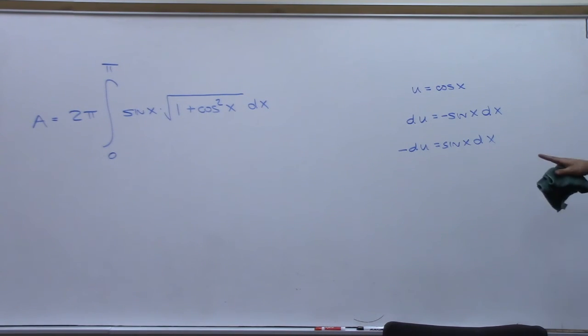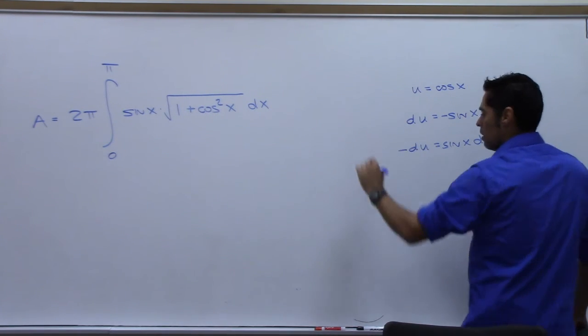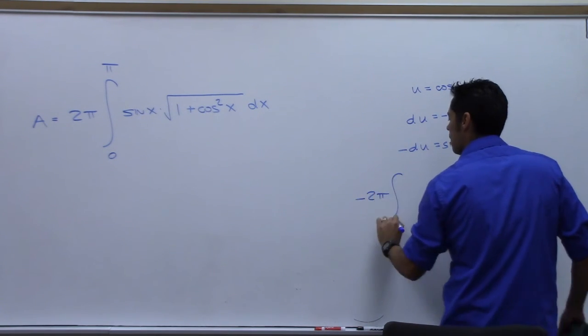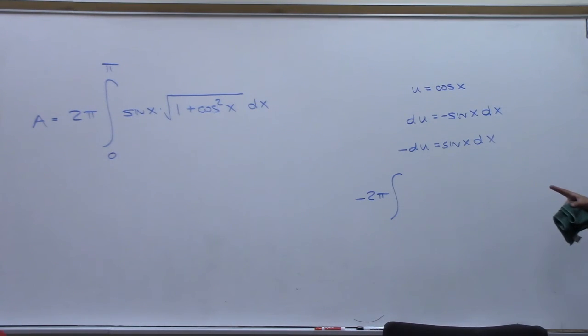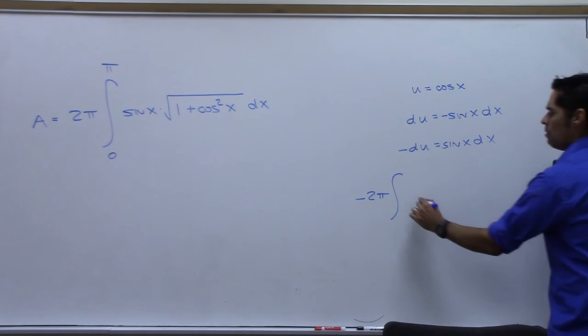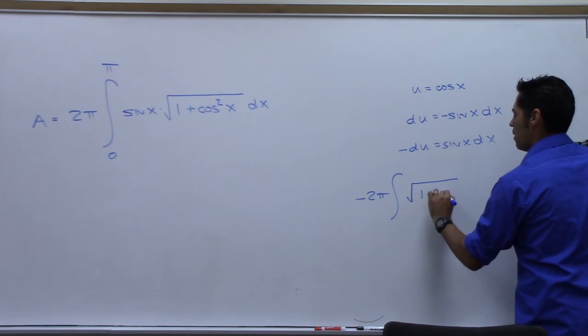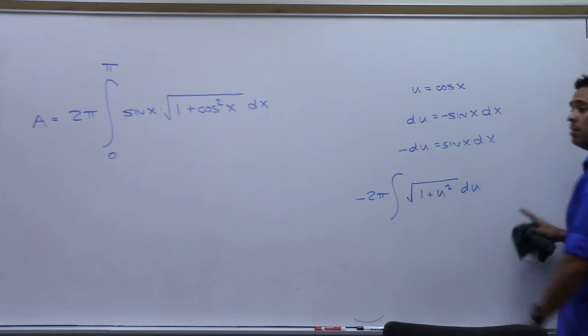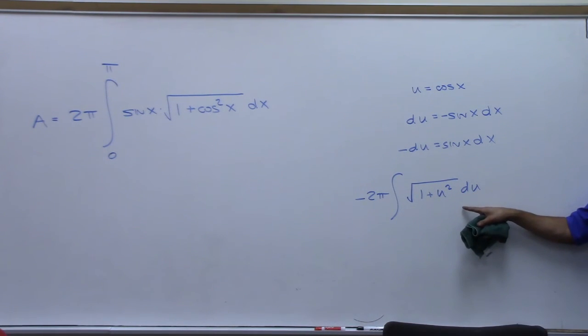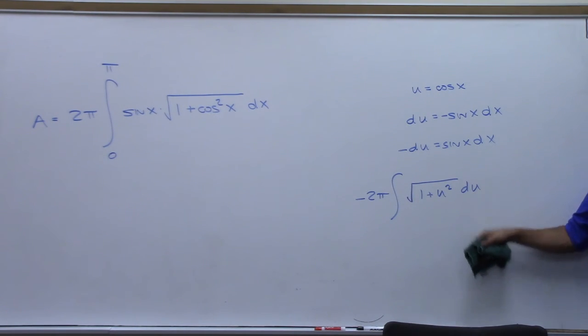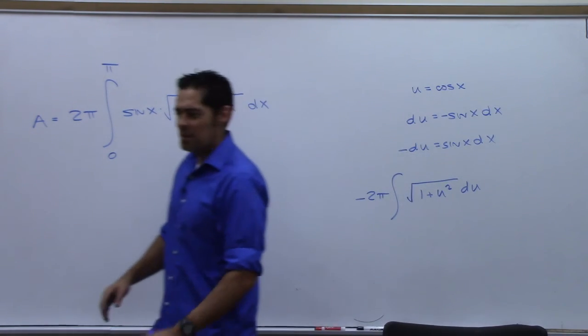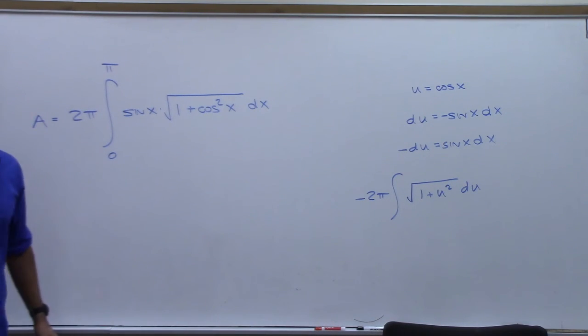So I could rewrite that integral with a negative outside, negative 2 pi integral, and then in there square root of 1 plus u squared du. How would you do that? There's a formula for that, I believe. See if it's on your formula sheets. If not, what would you use? Trig sub again. Let's see, who has their formula sheets? I think it's on there.